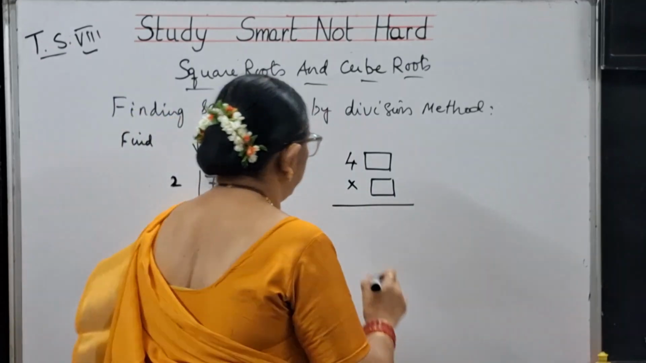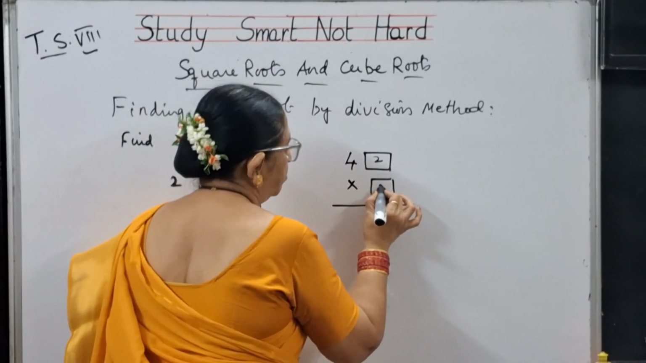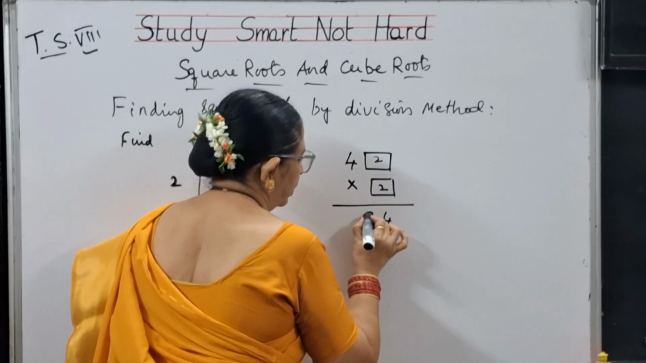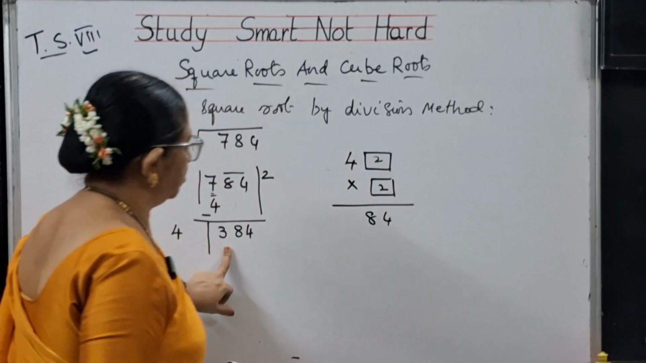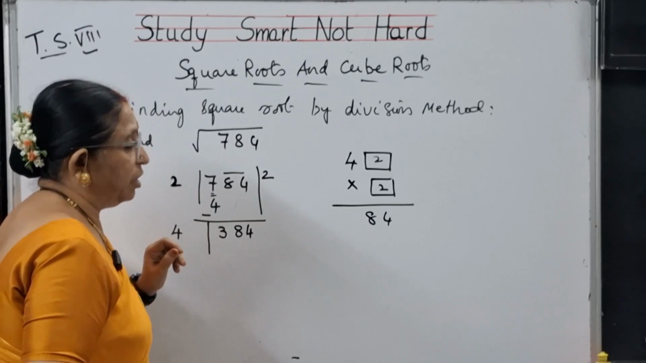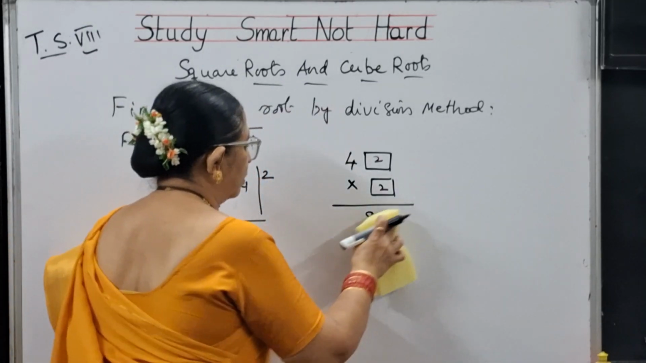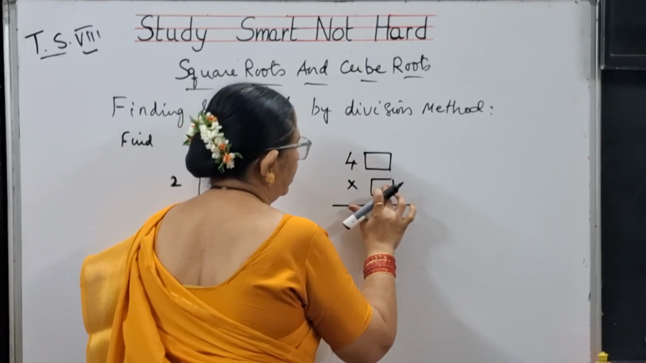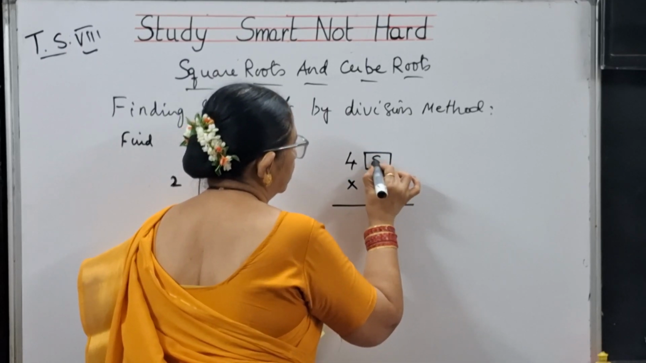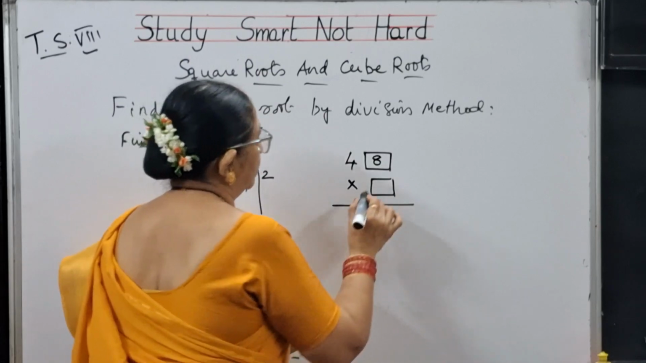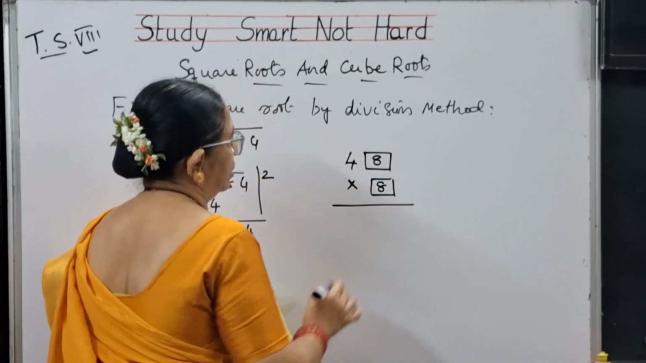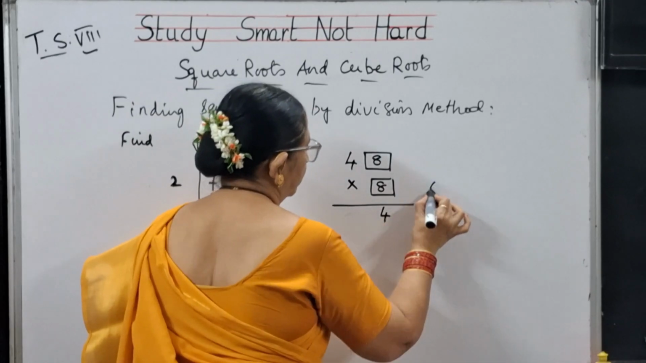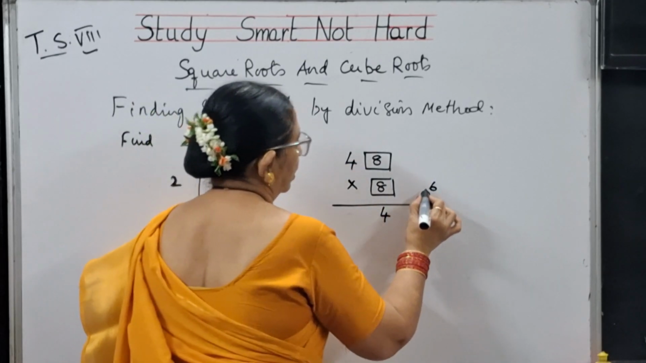In case I take 2 and multiply it by 2, 2 twos are 4, 2 fours are 8. 84 is a very small number. 384 I want. So this 2 is not the correct solution. So if it is not 2, then definitely you will go for the next number with units place 4, that is 8. Let me take 8. 8 eights are 64. 8 fours are 32.